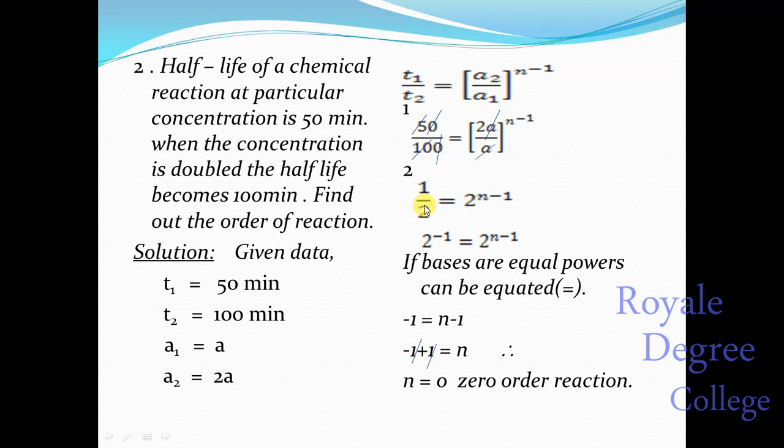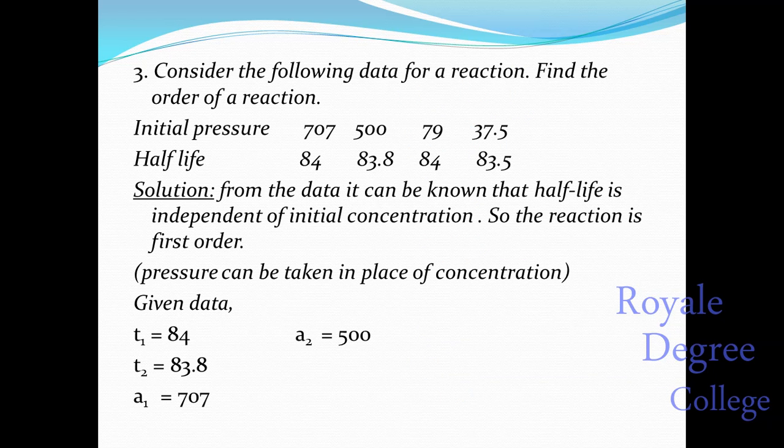Now 1 by 2 we can also write as 2 to the power minus 1, as the 2 goes to the numerator. It is equal to 2 to the power n minus 1. If the bases are equal, then the powers can be equated. So minus 1 is equal to n minus 1. Bringing this minus 1 to the other side, it becomes plus 1, so n equals 0. So this is the zero order reaction.